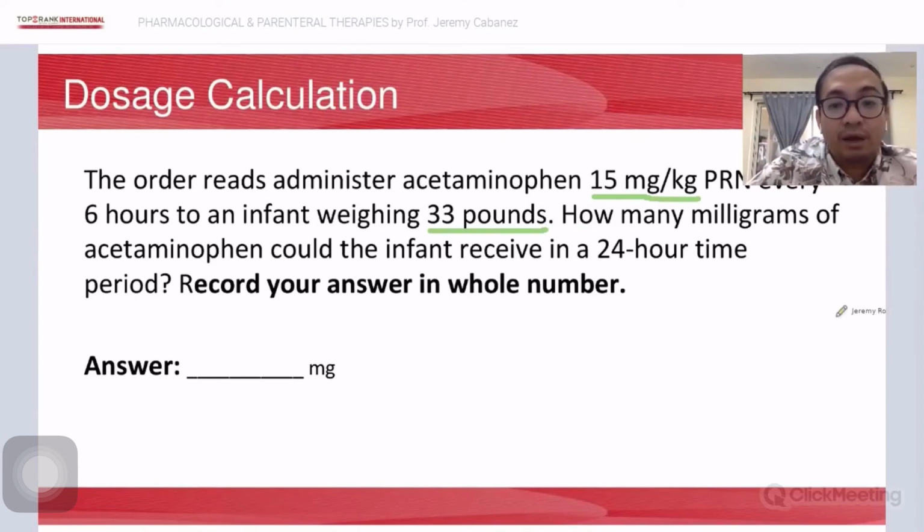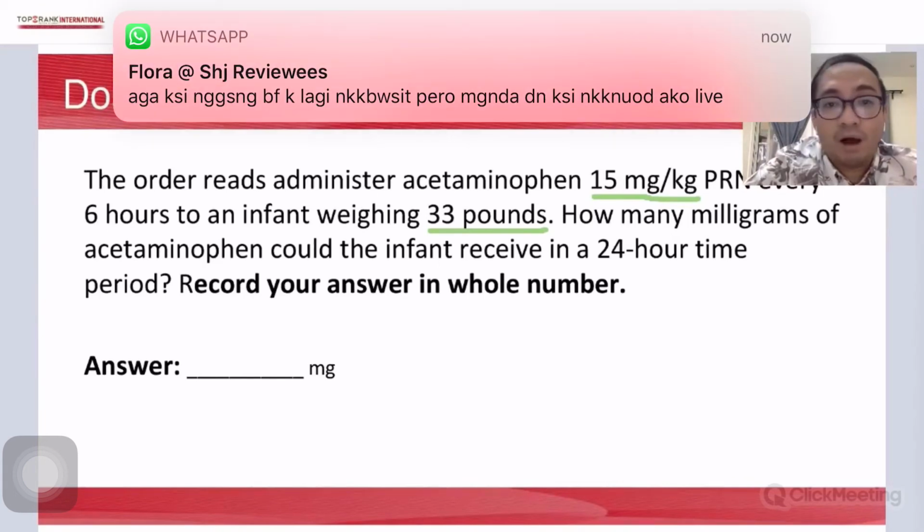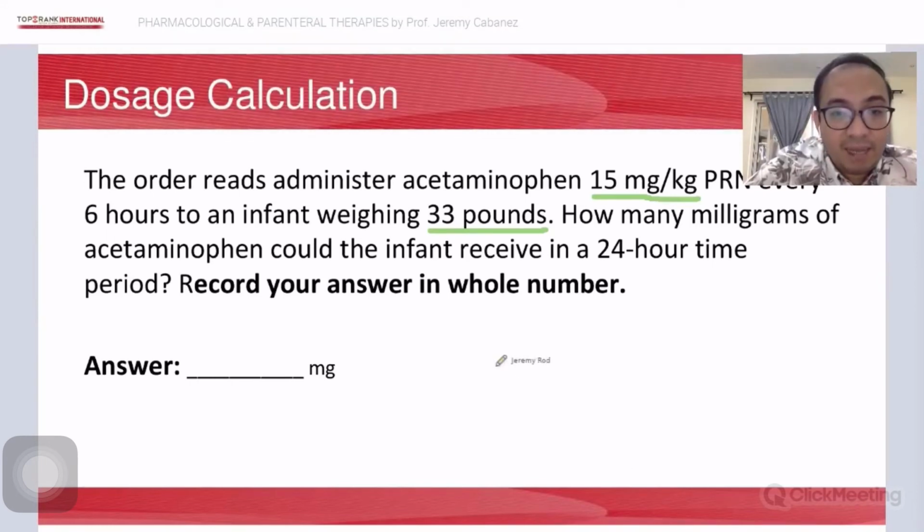Okay. Tanong, 33 pounds tayo, ha? So, paano i-convert? Divide or multiply, you have to divide it, right? So, 33 pounds divided by 2.2. So, ilan po? Okay, so you have 15. So, balikan natin ha, we have 15. So, 15 milligram per kilogram.